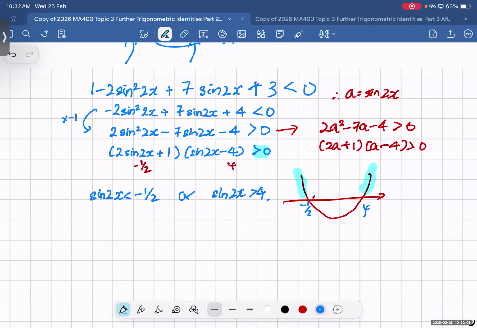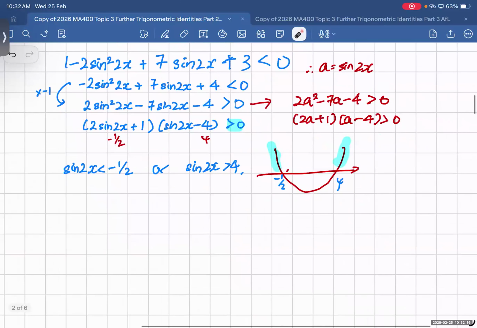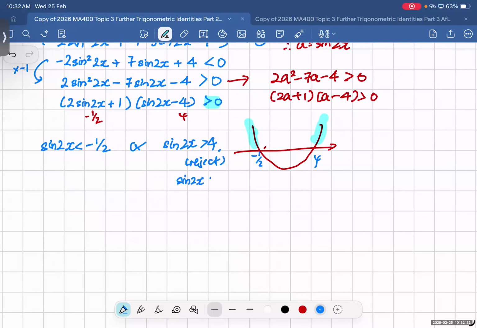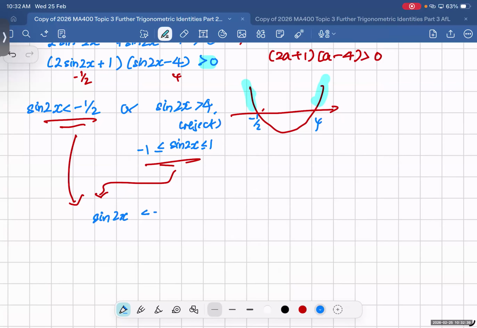After that, I ask myself, how can sine 2x be more than 4? You know what? Jeffrey said before, maximum 1, right? So straight away, I reject. For sine 2x has to be between 1 and -1, right? So now if I combine this and this, what conclusion do I get? The conclusion I get is sine 2x must be less than -half, more than or equal to -1. Clear?